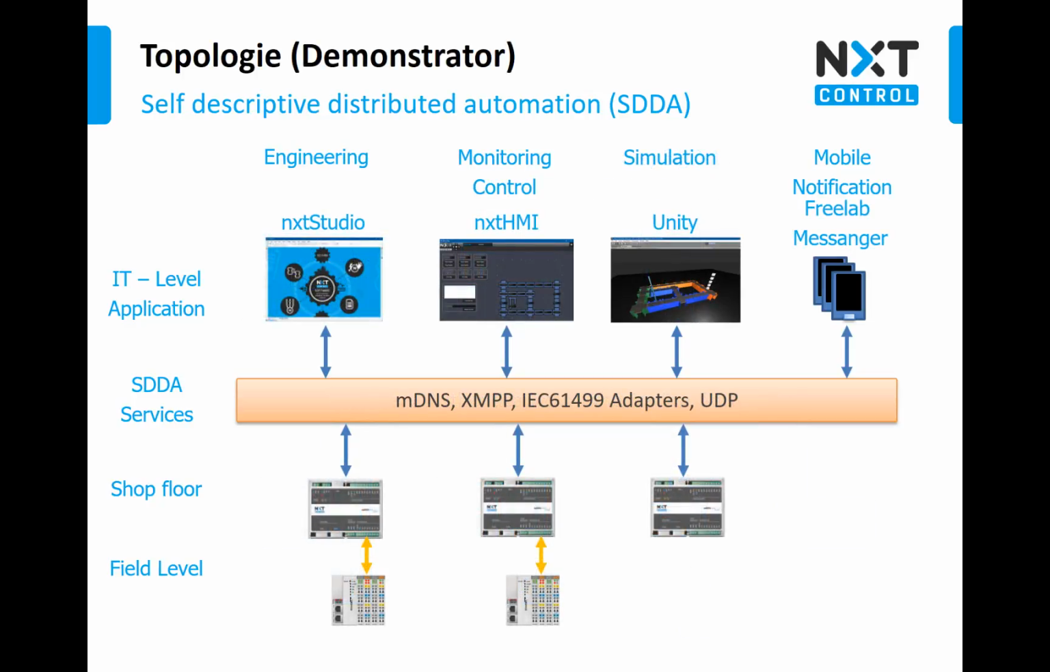In this video you will see how this works with nxtControl and by the strict usage of available standards. The shop floor consists of three IEC 61499 runtime environments with field level items connected with Ethernet. On the IT level we use NXT Studio for the system configuration, nxtHMI for control and monitoring, Unity for 3D process simulation and the XMPP client to receive routed messages.